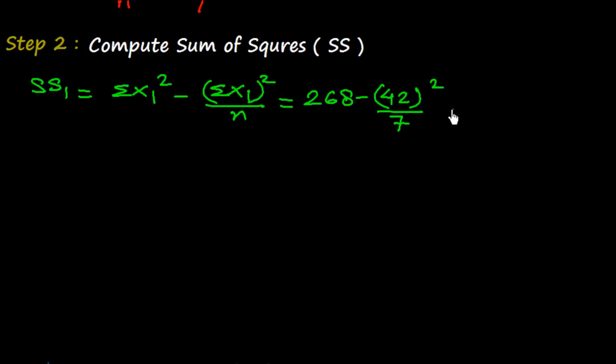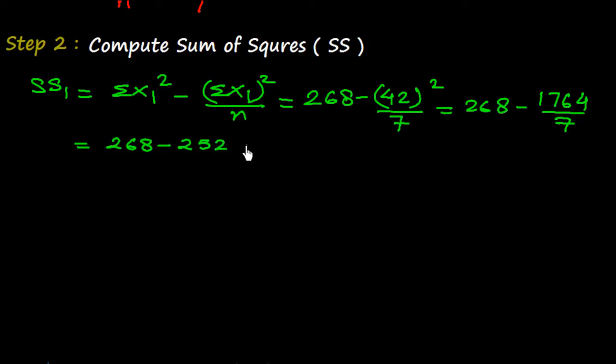So we simplify this. 268, and if we take the square of 42, it would be 1764, and divided by 7. Here we get 268 minus 1764 divided by 7, which is 252, and finally we get here 16. So this 16 we have got here. This is our SS1.